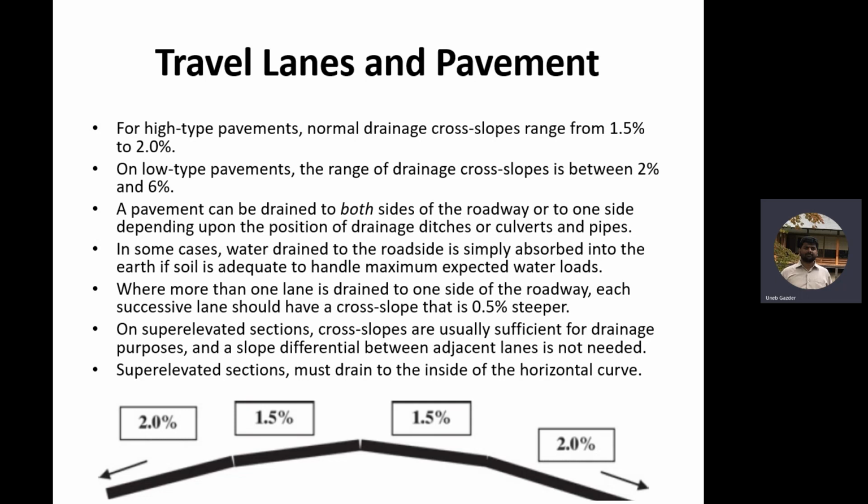Now, high type means they have high speed, and they are having high load of traffic. So this is what we call high type pavement. For high type pavement, the cross slope goes from 1.5 to 2%, and for low type pavement, it goes from 2 to 6%. Why is it lower for high type pavement? The cross slope. Lower cross slope means slower drainage, right? Water will go slowly. So on high type pavement, we are reducing the drainage basically. Why?